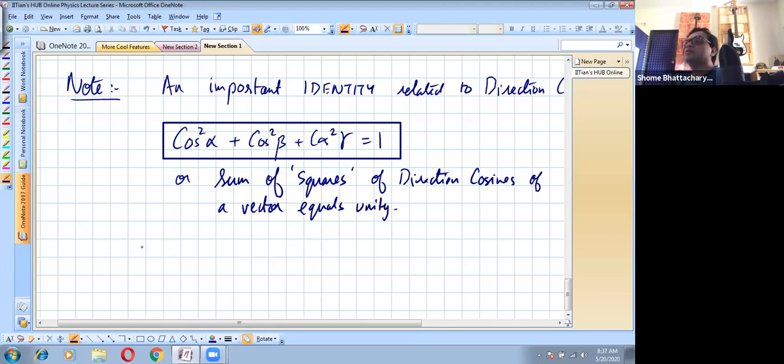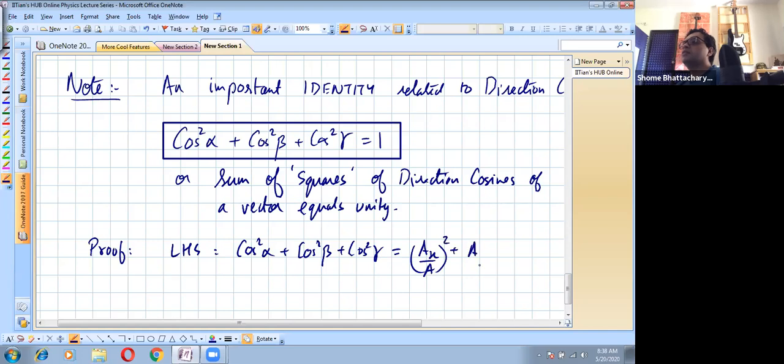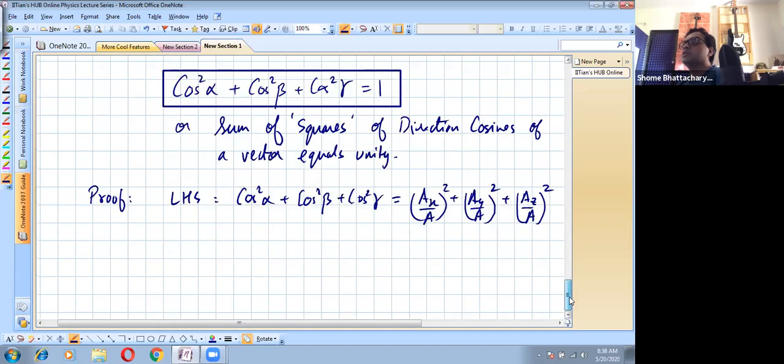And it's not too difficult to understand this from the formula. The proof of this is very simple. The left hand side, which is cos square alpha plus cos square beta plus cos square gamma. If you just express each of the direction cosines in terms of the components and magnitude, so it is ax upon a, whole square, plus ay upon a, whole square, plus az upon a, whole square. Now it must be obvious to you. Just take the common denominator a square, and in the numerator you have the sum of the squares of the components. So that's nothing but the magnitude square itself. So it's ax square plus ay square plus az square, which you know by definition is nothing but a square. That is the right answer.